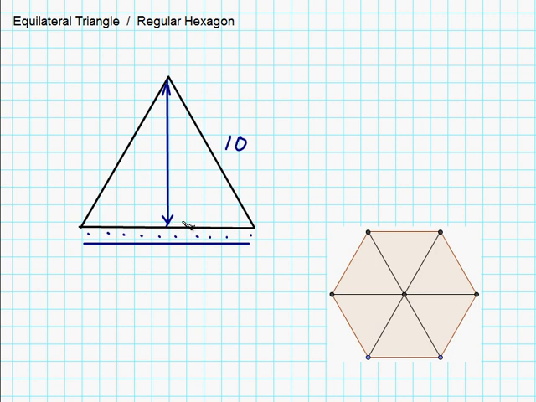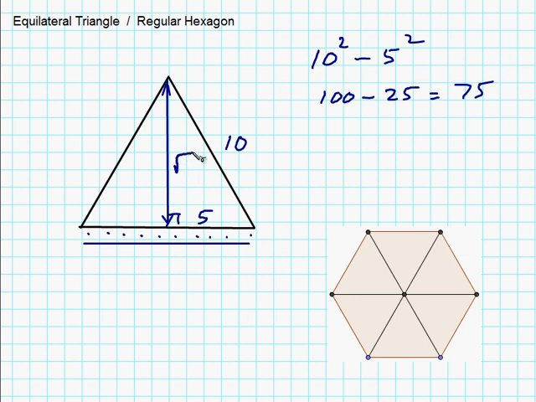That means the length of this length in here is going to be half of that, or simply 5. And now we have 2 sides of a right triangle. And we learned last month how to use the Pythagorean theorem. So if I take 10 squared minus 5 squared, since that's the hypotenuse, we have to subtract the 5 squared. That's 100 minus 25, and that's going to be 75.